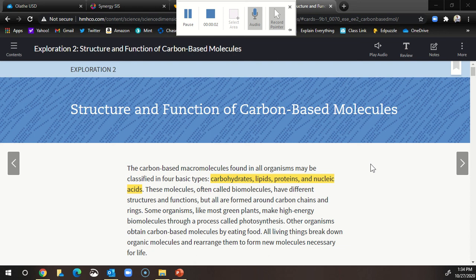In Exploration 2, we're going to look at the structure and function of carbon-based molecules. Now, carbon-based molecules are also referred to as macromolecules, so you might hear either one of those terms. But there are 4 basic macromolecules: carbohydrates, lipids, proteins, and nucleic acids. Pretty much all living things are composed of combinations of these 4 molecules. So let's look at what they are.